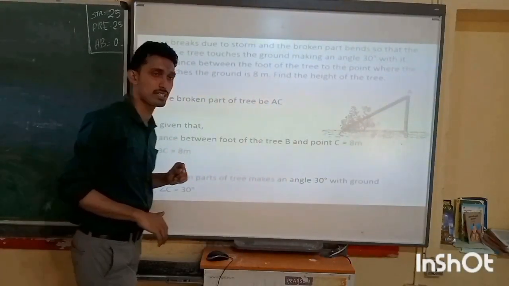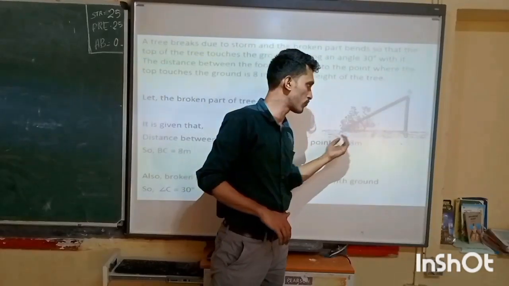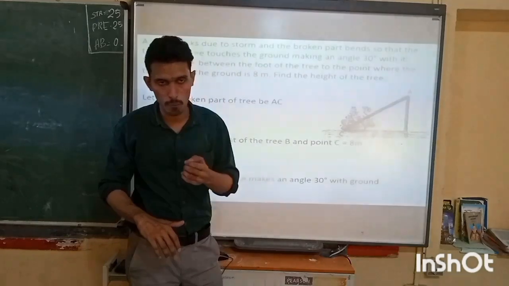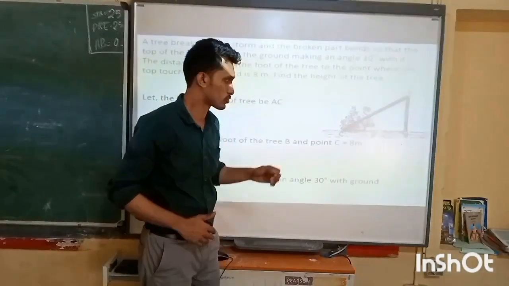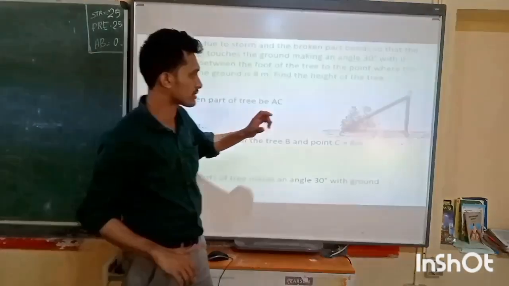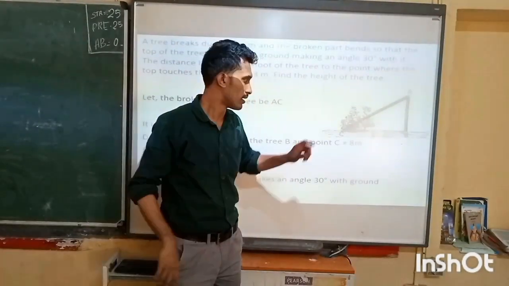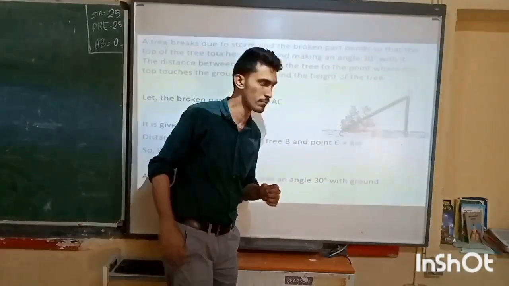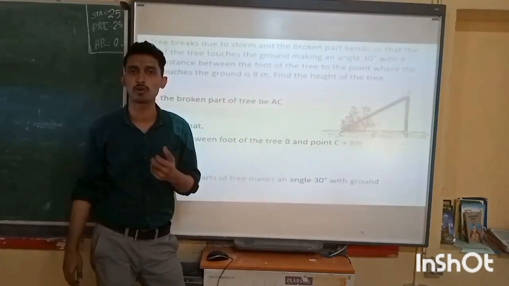Then what is the next thing? The distance from the foot of the tree to the top of the tree. Now the top is touching the ground, right? So that distance is given as 8 meters. So these are the given things from the question. So we need to find the total height of the tree.